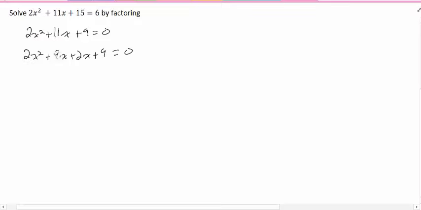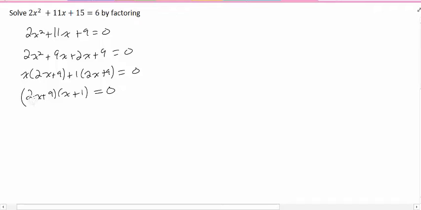We need to common factor the first two terms. The common factor there is an x. And here my common factor is a 1. We have 2x plus 9 as a common factor for this term and this term. So we'll common factor out the 2x plus 9. And what's left? An x plus a 1.